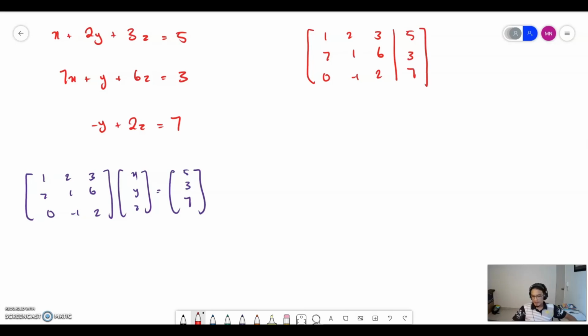So the first step is to change the first leading diagonal. It is already number 1. So we move to the number under the first leading diagonal. So -7, R1 plus R2, and we get new row number 2.